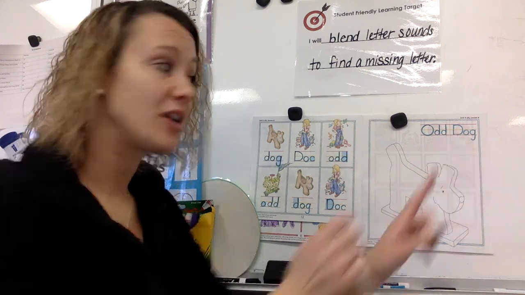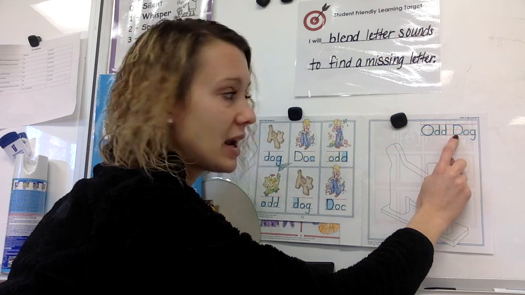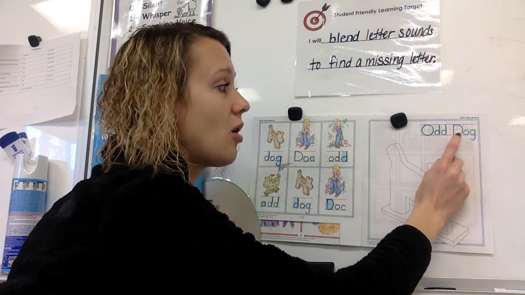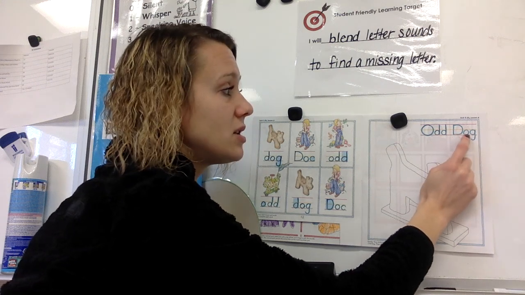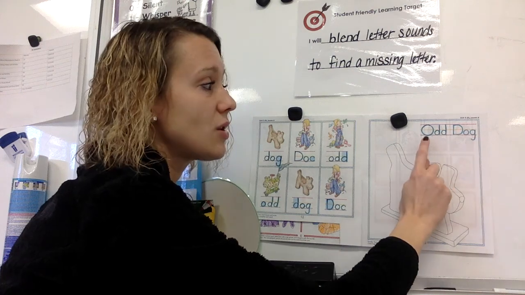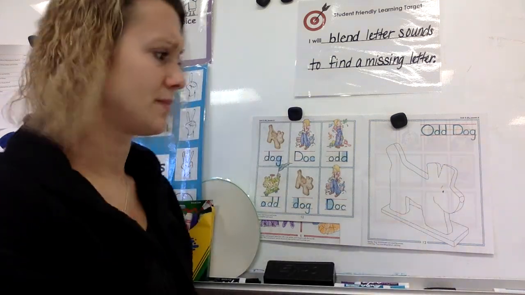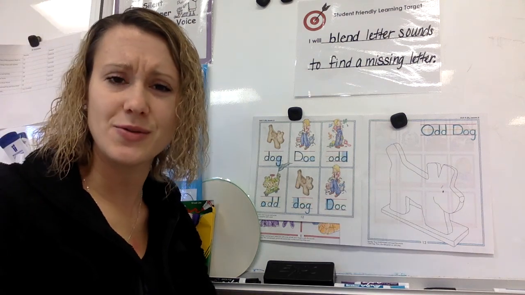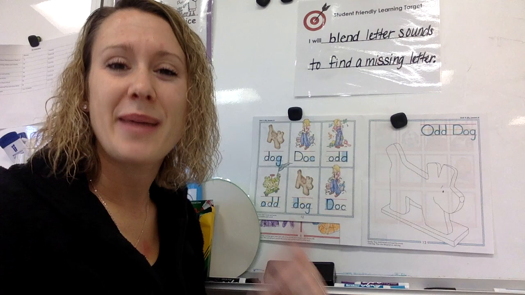Now we're going to read the second word after the space. Touch under each letter and blend it with me. You're touching on your paper because this is going to help you read. Ready? Set, go. D, og. Dog. So these two words say odd dog. Does this dog look odd to you? No, I don't think so either. But you get to make it odd.